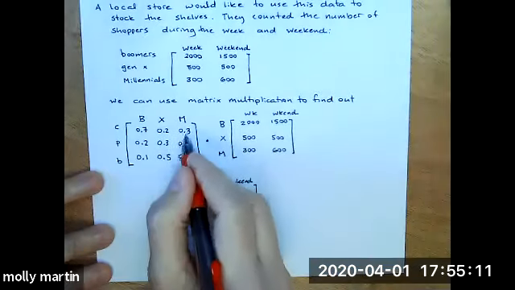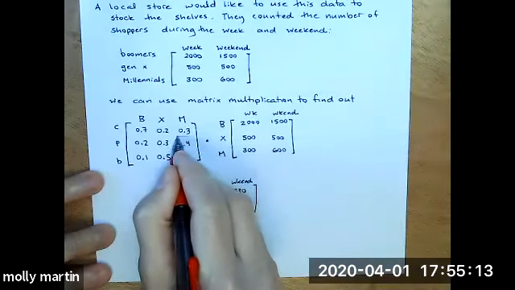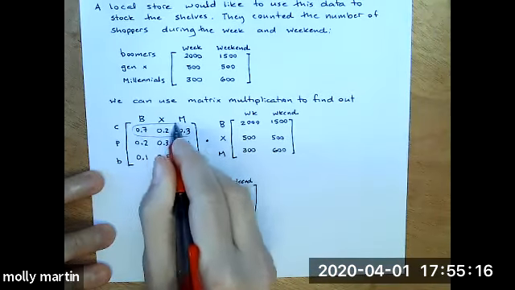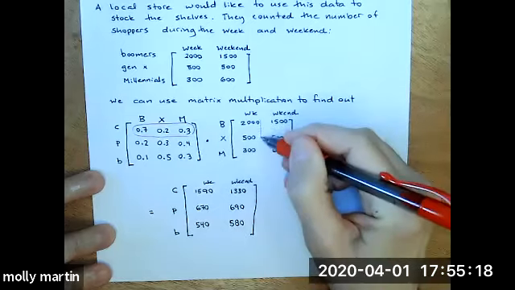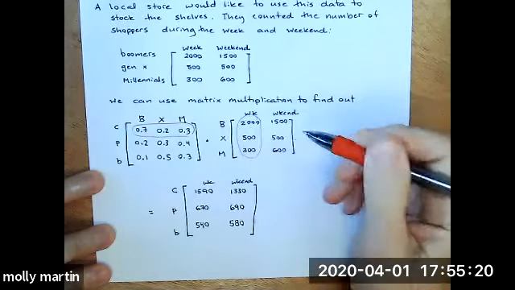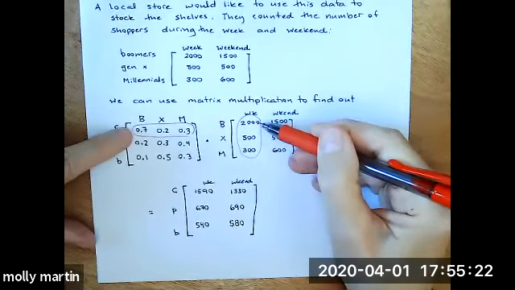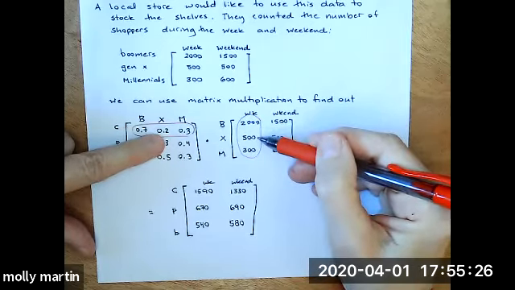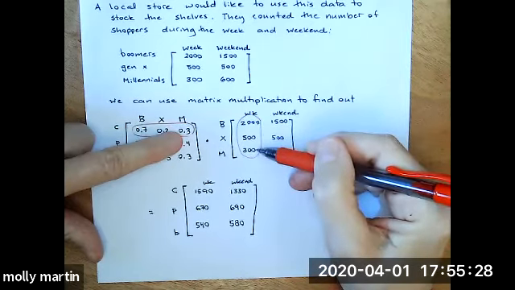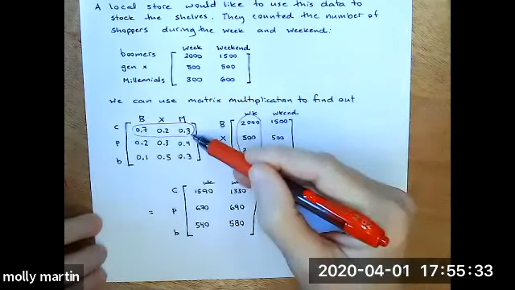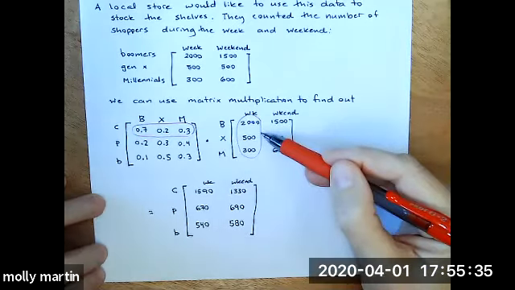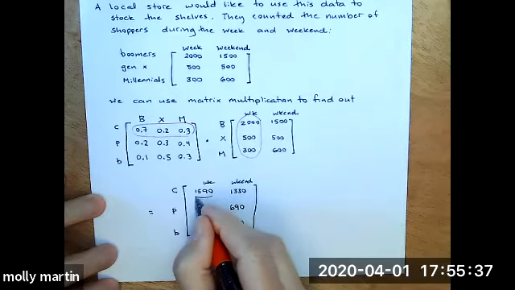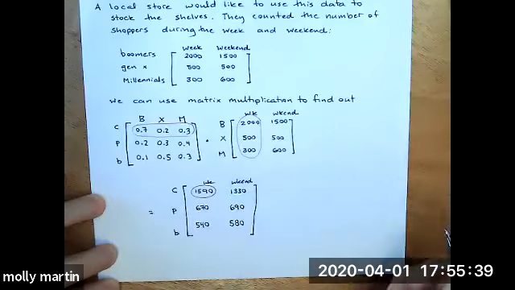So if we multiply the first row times the first column, 0.7 times 2,000 plus 0.2 times 500 plus 0.3 times 300, the first row times the first column result goes in the first row and first column.